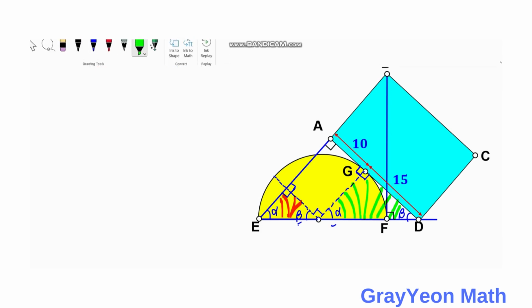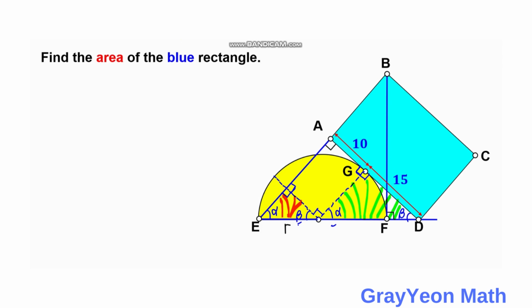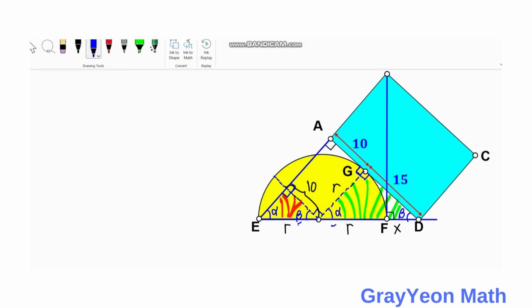And next we label this from point E to the center as the radius. So let's call this R. And this from the center to F is R. And let us call this from F to D as X, and this as R, and this length is also 10. So this is 10 units.